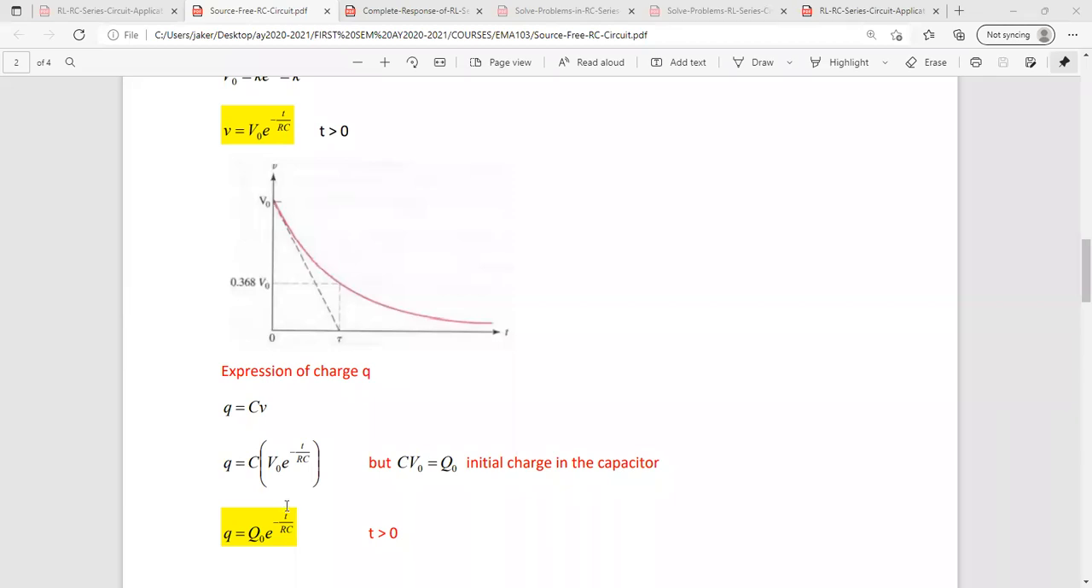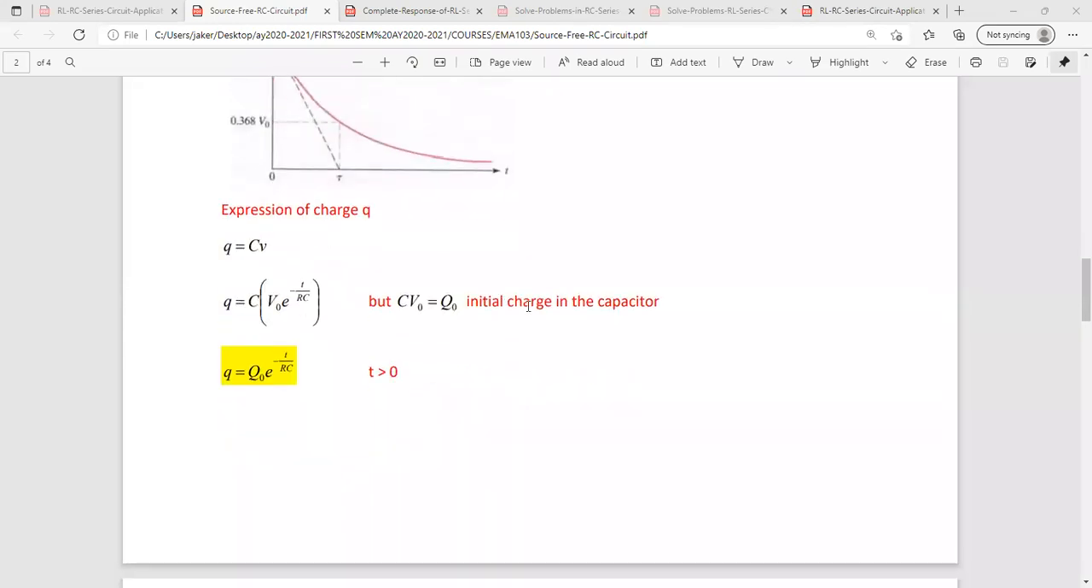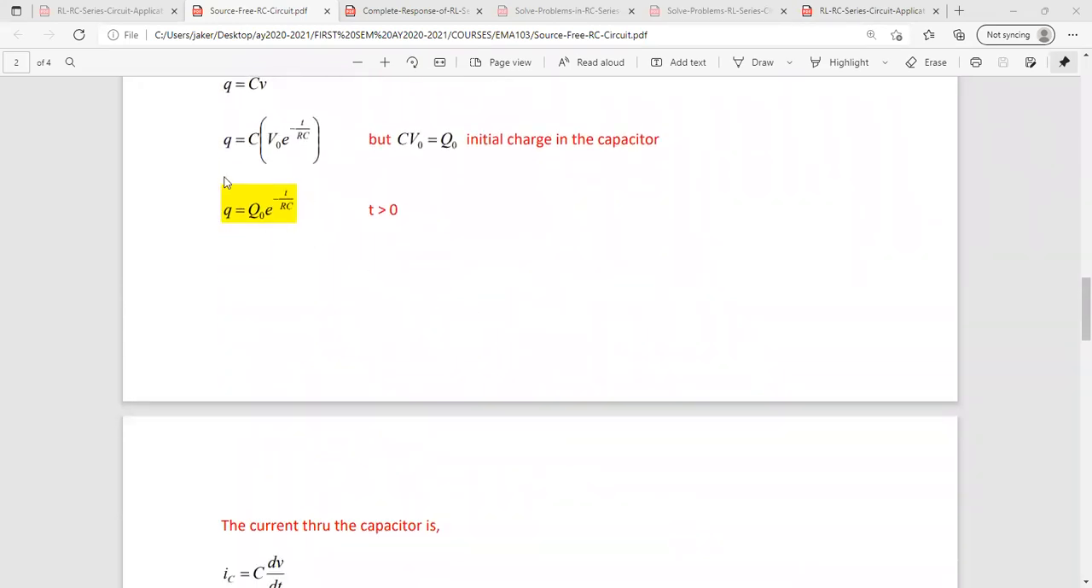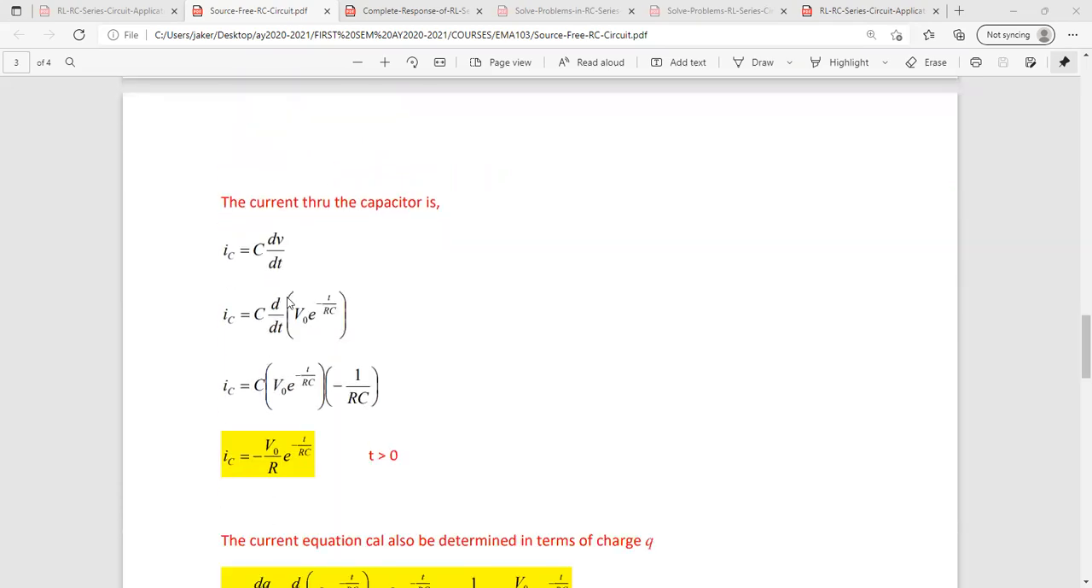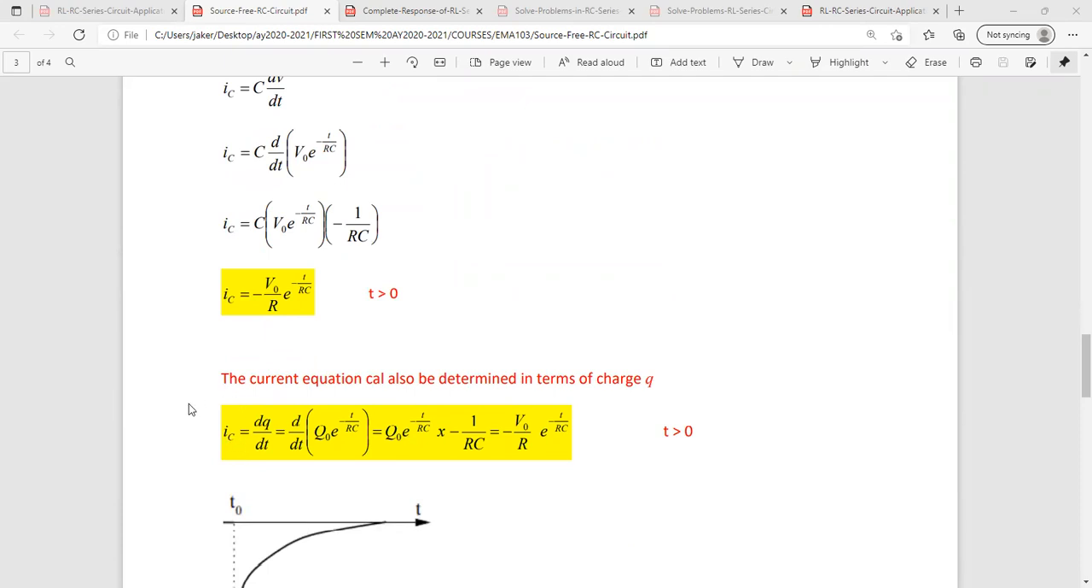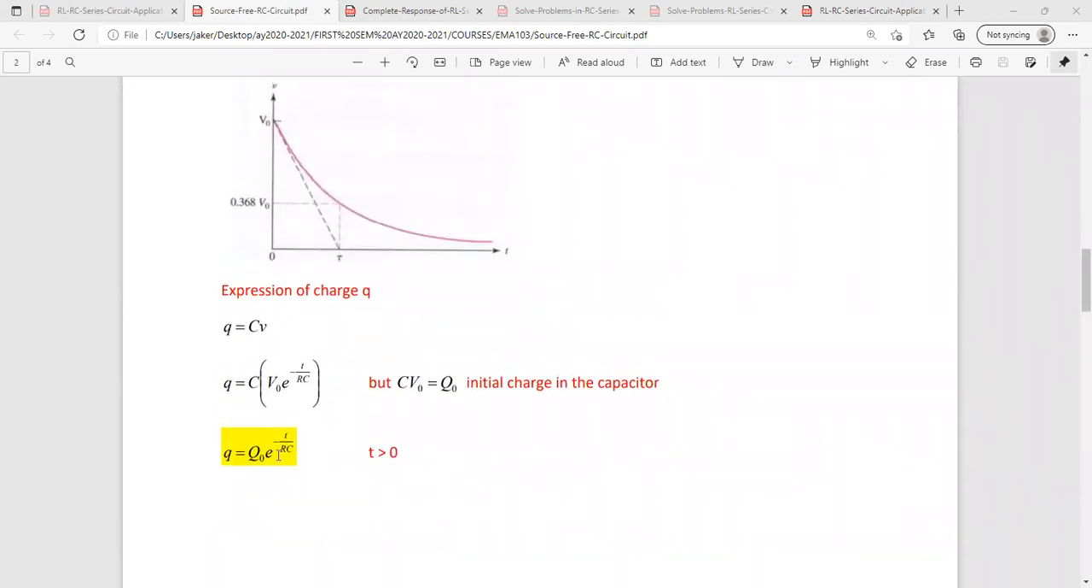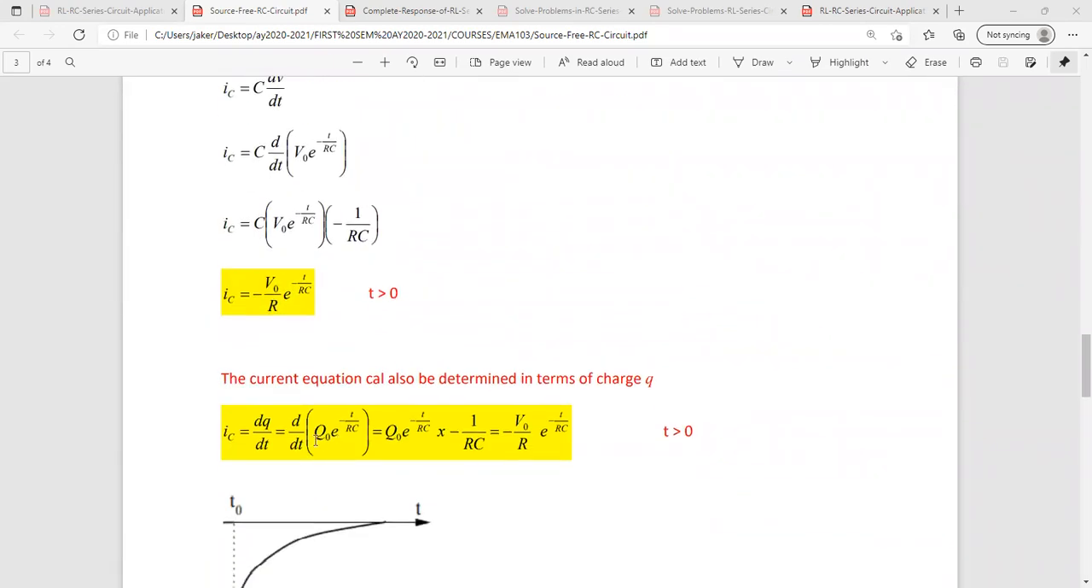So, similar to our example number 4, right? We determine the current based on the derivative of the charge, based on the derivative of the formula for the charge. If this is your charge, you can also get your current from that. So dq dt, so you determine the derivative of your q with respect to time, and that would also be your current in the source-free RC circuit.